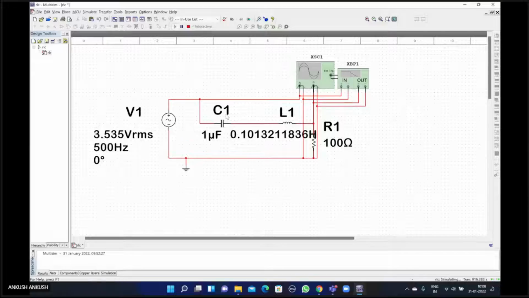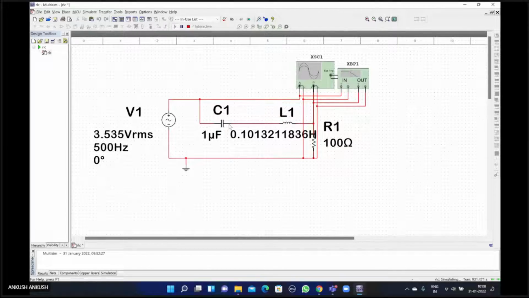I had to assume either capacitance or inductance, so I thought it better to assume capacitance. I assumed it as 1 microfarad. And since it is irrespective of resistance, I took it as 100 ohm.